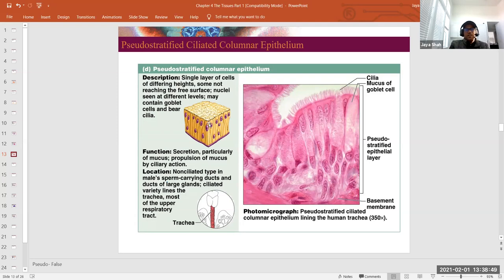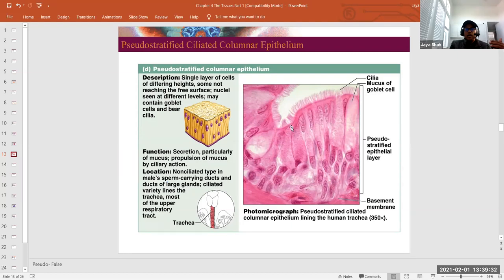So when you see this kind of epithelium, even though it is a single layer, it looks like multiple layers of cells. It falsely looks stratified, and that's why we call it pseudo-stratified columnar epithelium. This one is from the trachea. Here is the connective tissue, the basement membrane, and you have the pseudo-stratified epithelial layer. Some cells have nuclei here, some have nuclei here, some here.